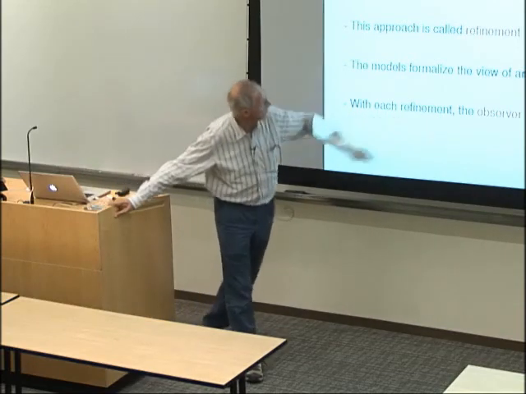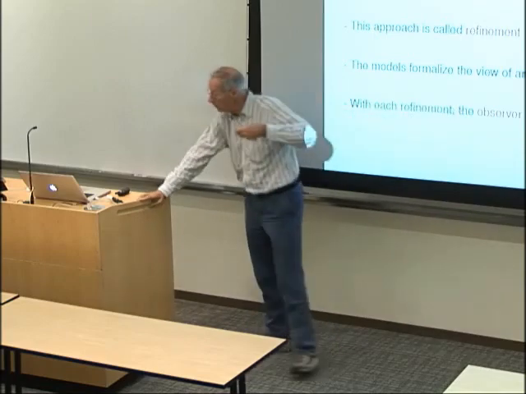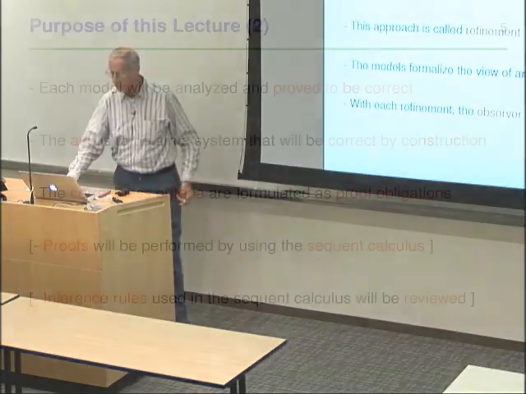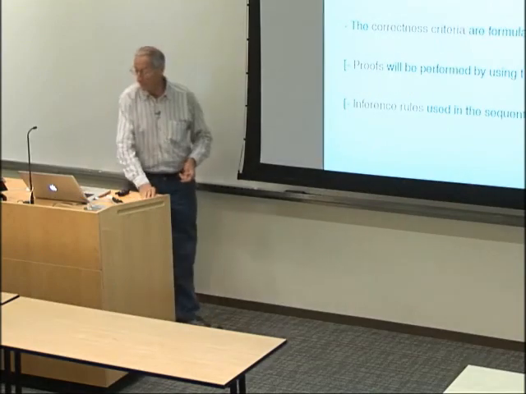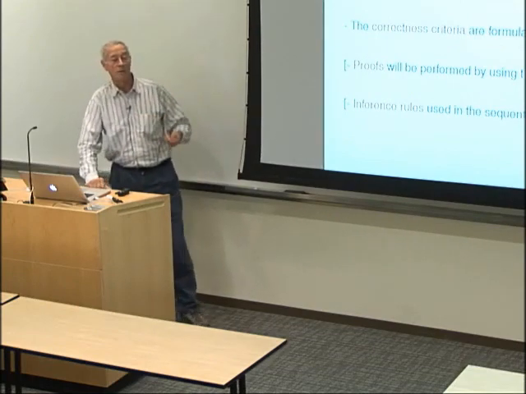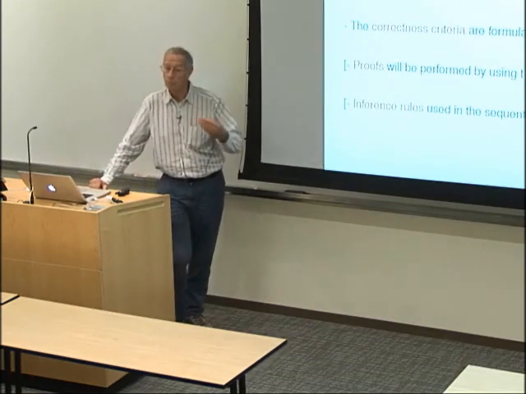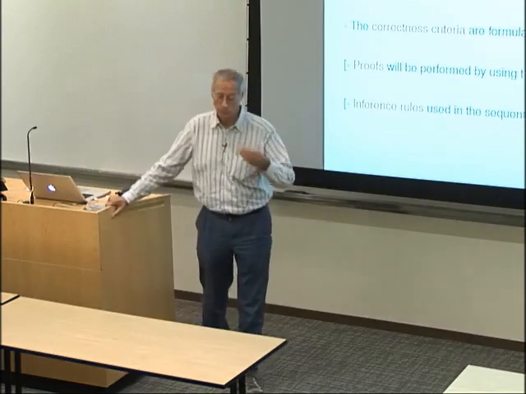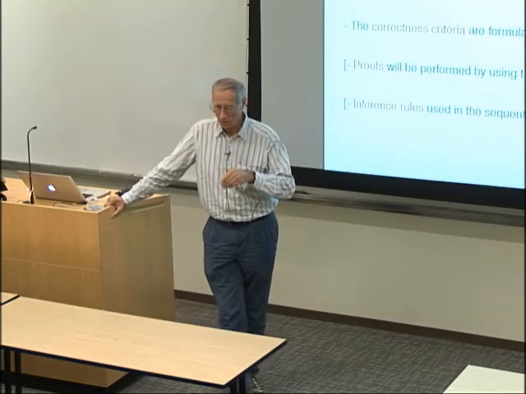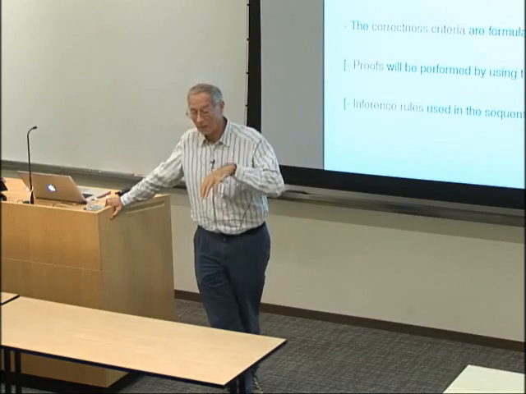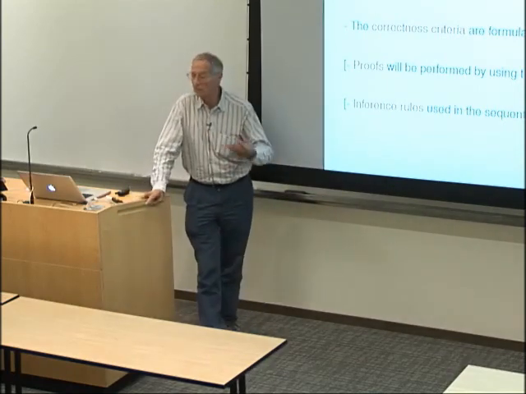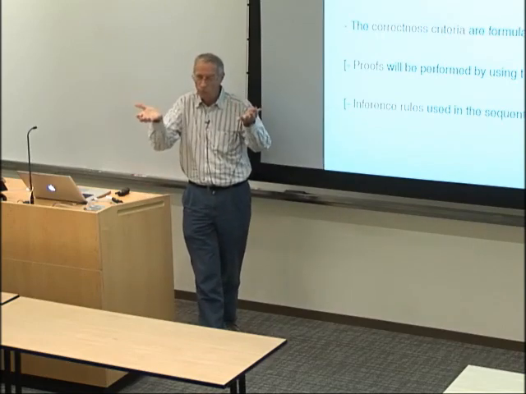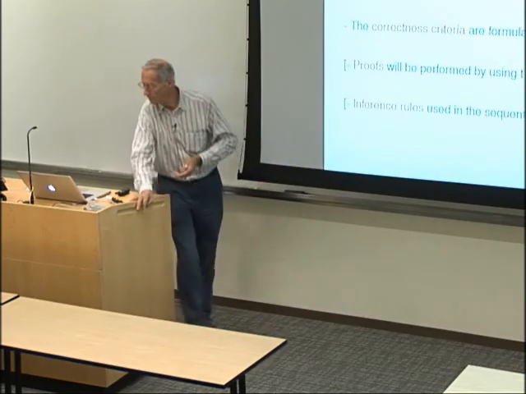And so with each refinement, the observer zooms in on some more details. So the purpose of this lecture, number 2, is to prove that each model can be analyzed and proved to be correct with proof. And as I said to some of you last time, the mechanics of proving will be exactly the same as the mechanics of debugging by testing.